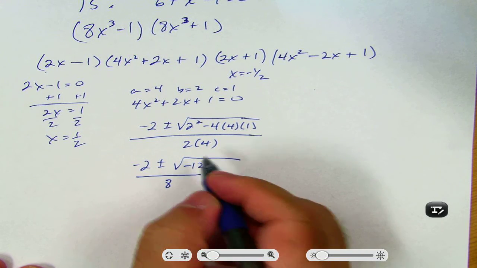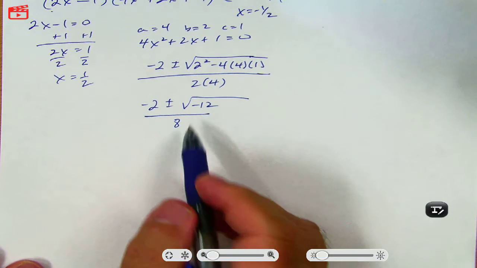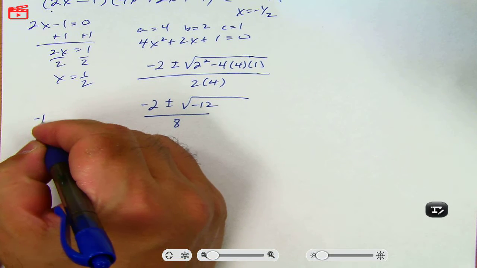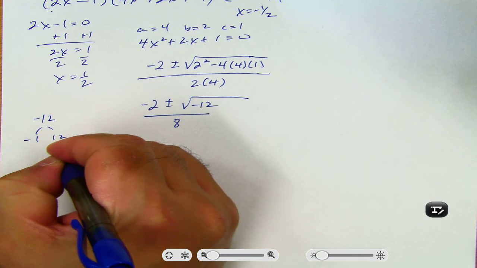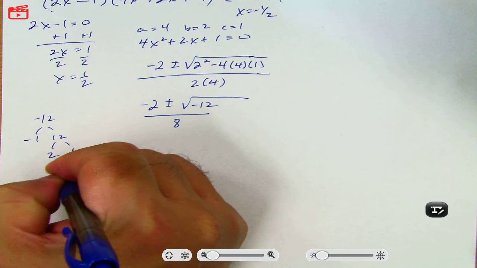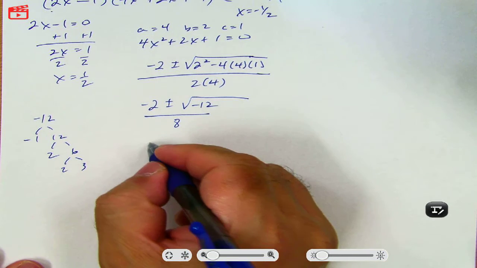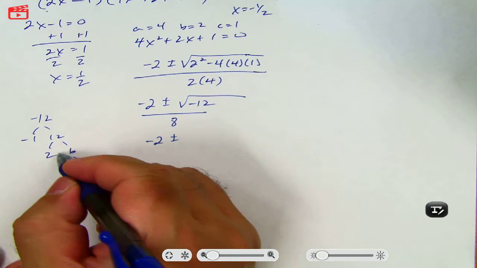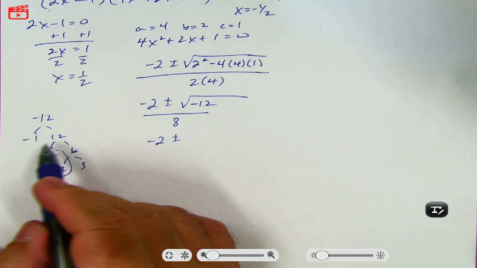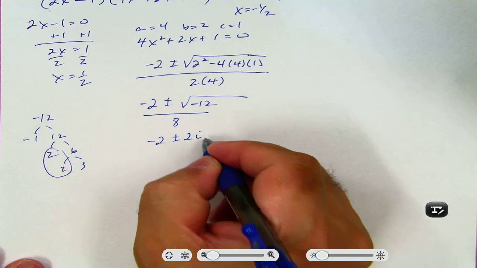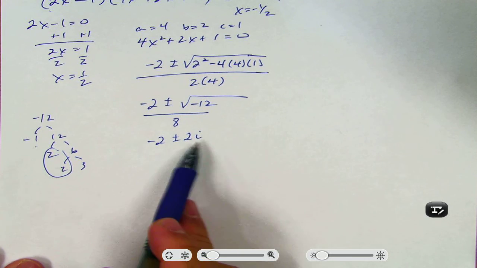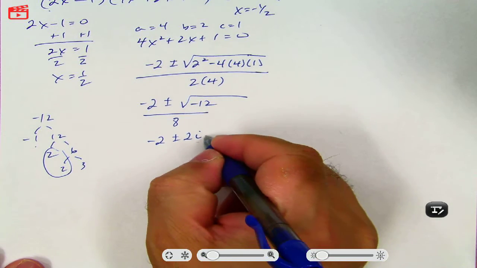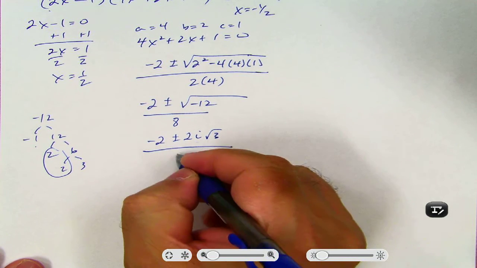We need to simplify the square root of negative 12. Negative 12 is equal to negative 1 times 12, 2 times 6, 2 times 3. So it's negative 2 plus or minus. There's a pair of 2's, and then negative 1, so it's 2i. The negative 1 turns into i. Then I have a square root of 3 that's left over, and 8.